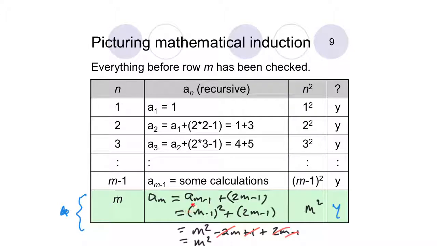The A sub M that comes from the recurrence relation is equal to the formula for the closed formula. And so because of that, that's what mathematical induction allows us to conclude, that the statement must always be true. It must always be true that the recursive formula is giving us the same thing as the closed formula.